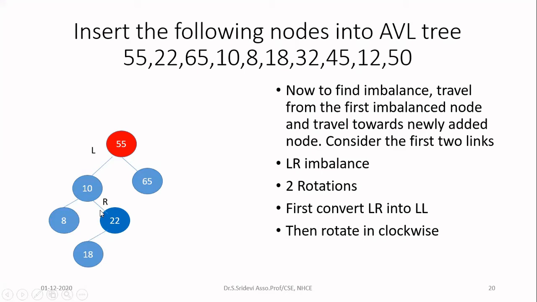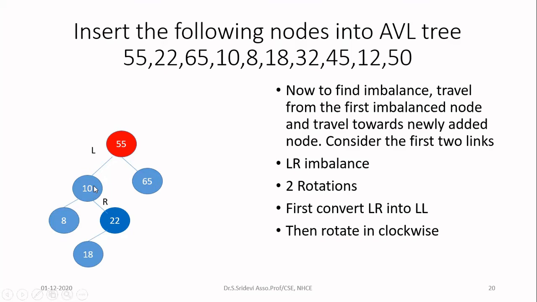Here in LR imbalance, the letters are different. When the letters are different, you are going to perform two rotations. So the first rotation should be done with respect to the middle node. What is the middle node here? You can see here, there are two label links. Here, 55, 10 and 22 are the nodes connected by the two label links. The middle node in that is 10. So we are going to perform rotation with respect to this 10 because the letters are different. Then this is the first rotation. Totally two rotations are there. This is the first rotation. So we are going to perform rotation with respect to the middle node.